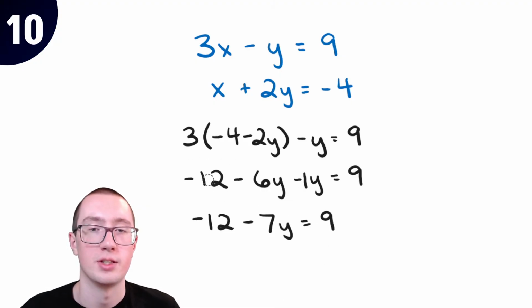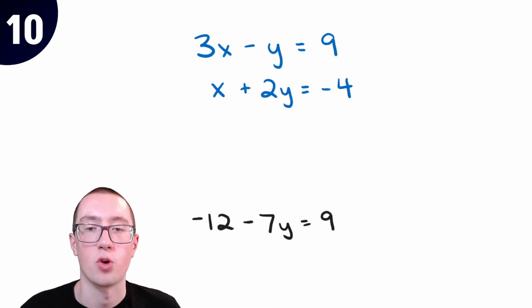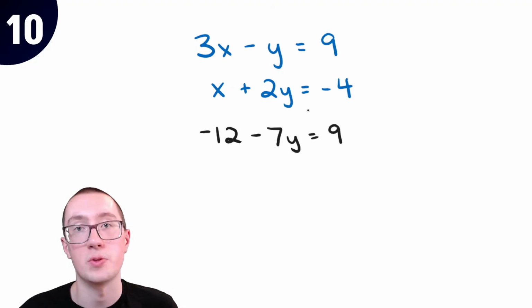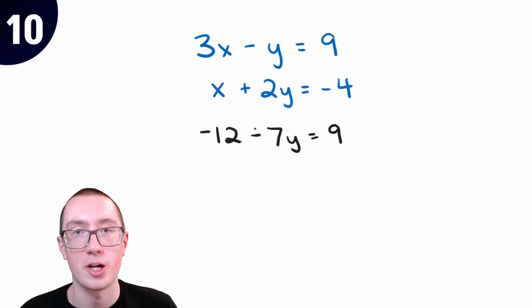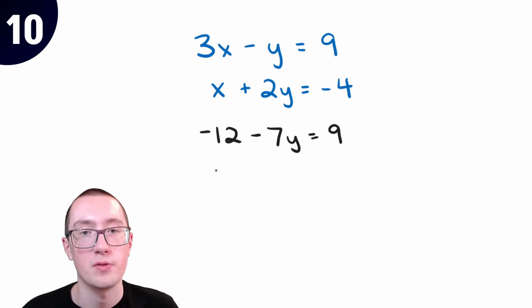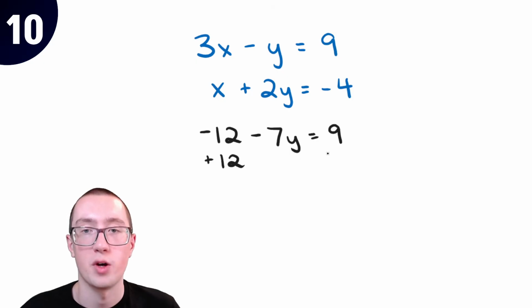So I'm going to erase this and then move this up to the top so that we can keep working with it. So now this looks a lot simpler than it did before, but we still have things to get rid of. Remember, we want to get y by itself. So we're going to go opposite of PEMDAS. We want to add and subtract first. So we have a minus 12 here. I'm going to do the opposite of minus, which is plus, and add 12 to both sides.